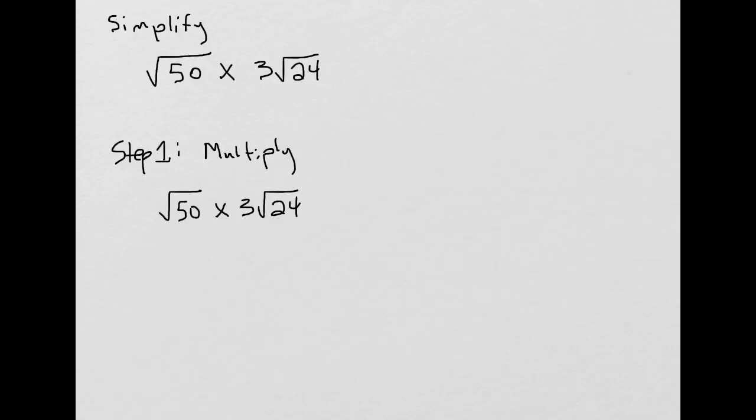Now one of the things I want you to notice is how I said this second guy. Notice that there's no operation that separates the 3 from the square root of 24. So when that's the case, normally that just means we're multiplying those two things together, and that's the case here. So I'm going to rewrite what we have really as the square root of 50 times, I'm going to use the dot for the times, and then times the square root of 24.